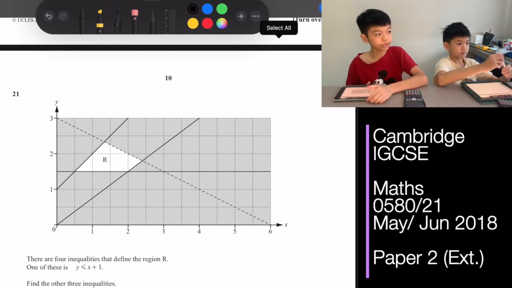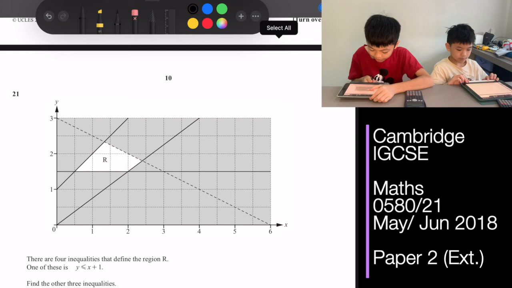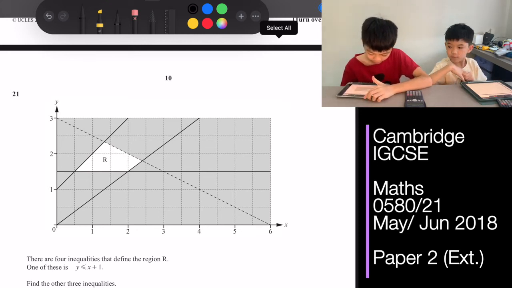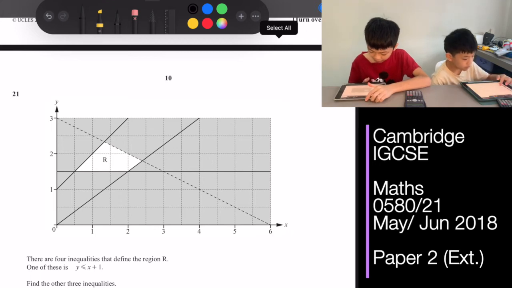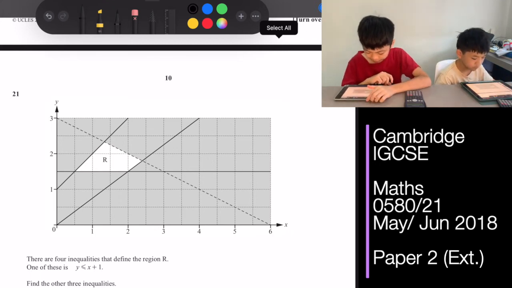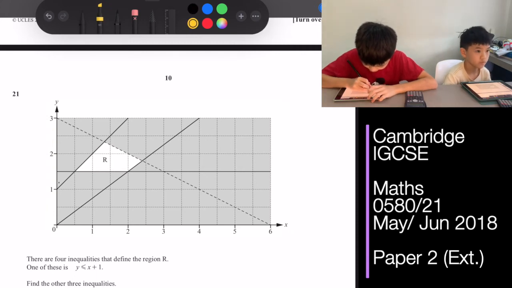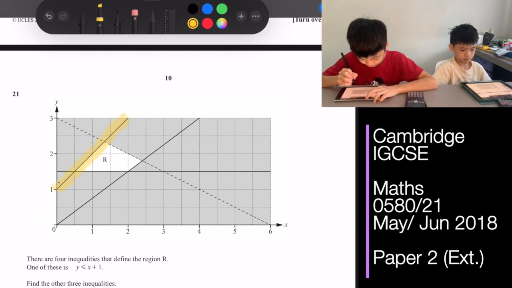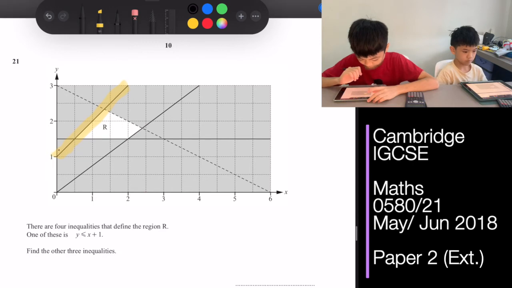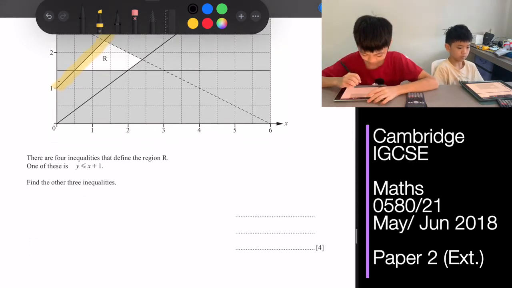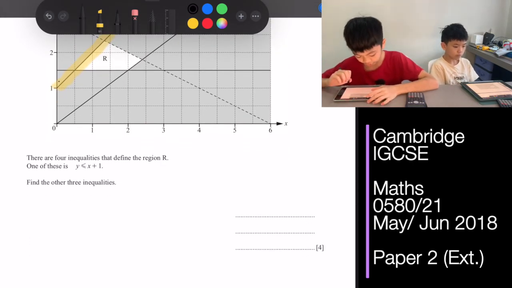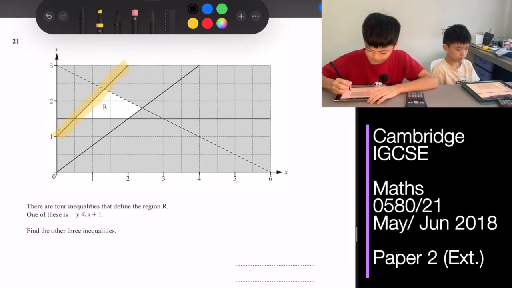Okay, so for question 21, these are 4 inequalities that define the region R. One of these is y is smaller or equal to x plus 1, which is this line over here. So now we don't have to calculate that line. Yay! Alright, find the other 3 inequalities.